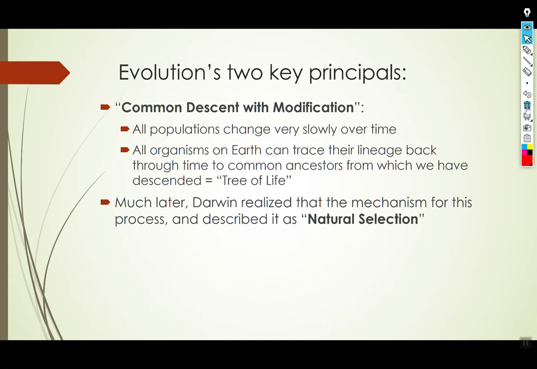All right, so evolution's two key principles. I already explained these a little bit, but now that you've seen some examples, let's talk about them again. Common descent with modification means organisms on Earth can trace their lineage back to common ancestors, and populations change very slowly over time, in response to selection pressures usually. Much later, Darwin realized that the mechanism of this process is natural selection.